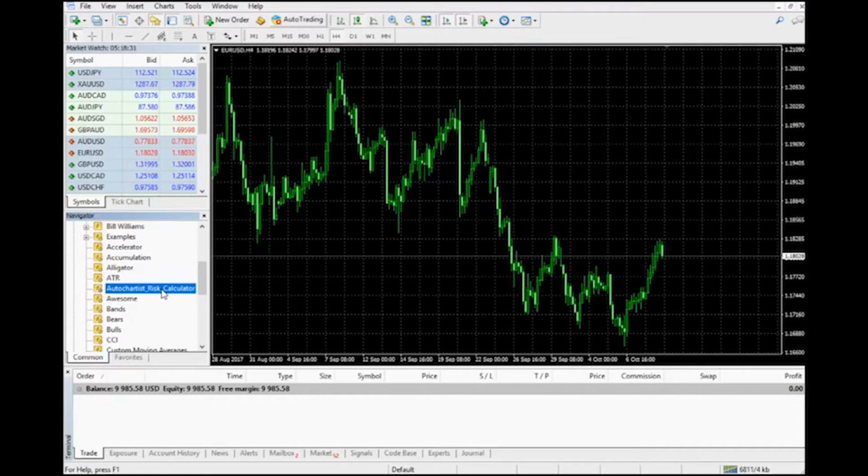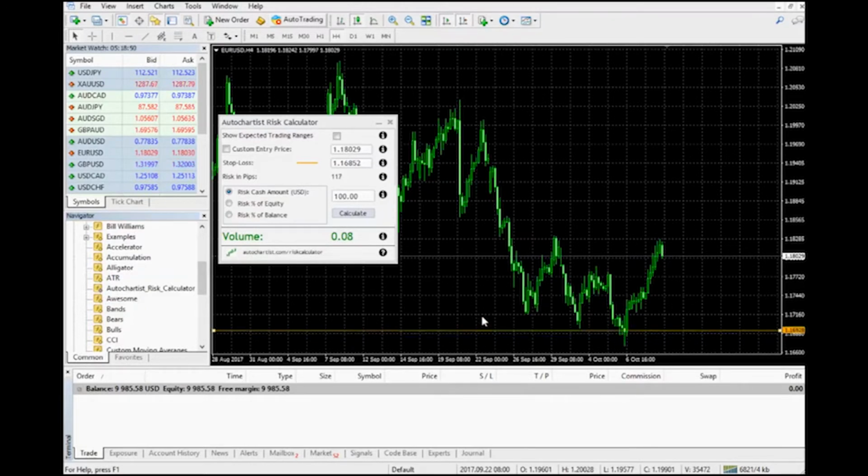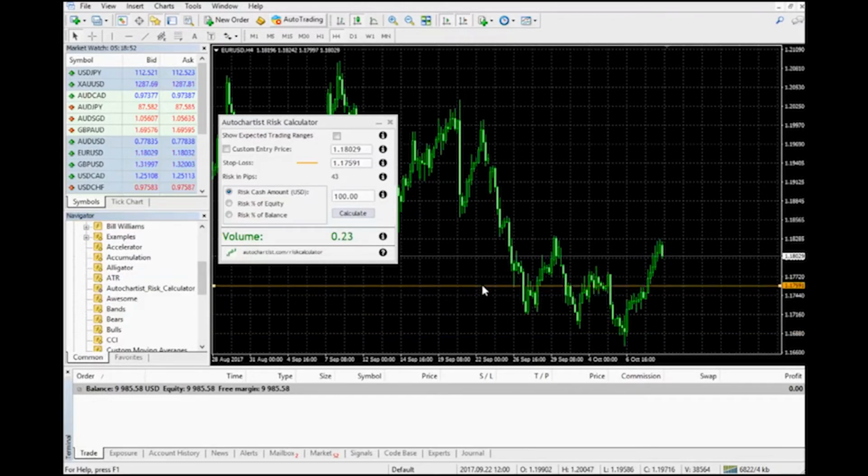First, drag the Autochartist risk calculator onto your chart. You'll notice two components of this indicator that appear on the chart: the risk control panel and the orange stop loss level. So decide on where you want to set your stop loss and move the orange line to that level. If the orange line is below the current price, then the indicator assumes you're planning on a long position. If the orange line is above the current price, then the indicator assumes you're planning a short position.